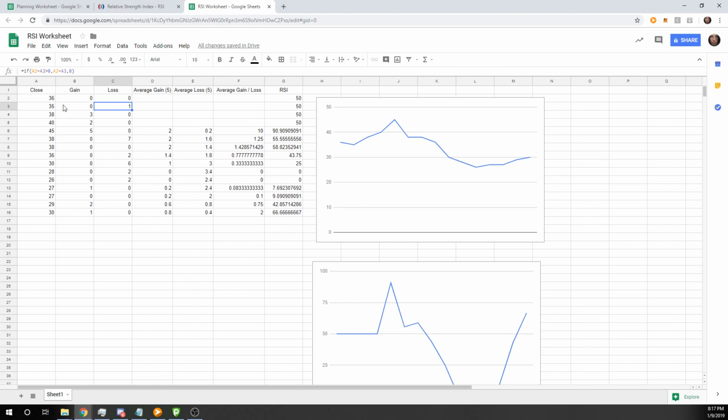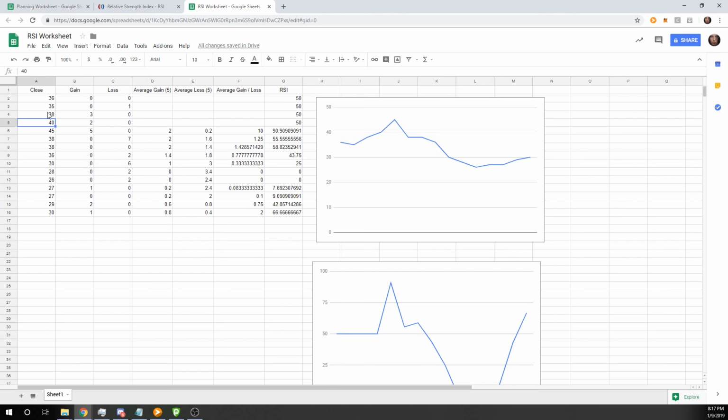So this is just the same formula in reverse. If A2 minus A3 is greater than 0, then we do A2 minus A3, which is subtracting this from this. Okay. So this is the amount of loss between these. Here we have 35 to 38. That's a gain of 3. Loss of 0, of course, right? We didn't lose anything here.